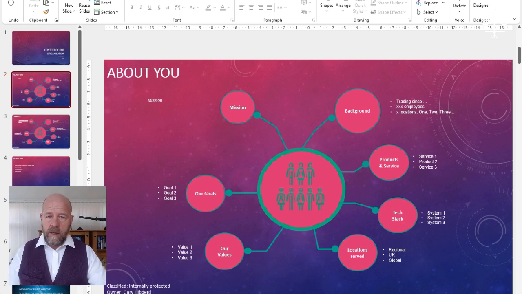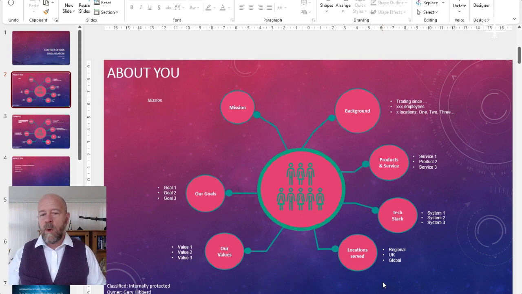And you can see that we have a nice little graphic that shows the information that we're going to capture. So the mission, the background of the organization, when were you formed, how was it formed perhaps, what the products and services are that you offer, what technical infrastructure do you rely upon, what's your tech stack, and the locations that you serve, that you operate from.